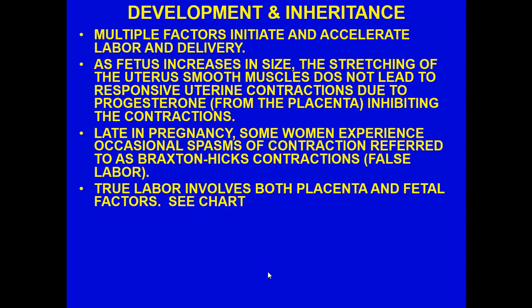But late in pregnancy, some women are going to experience occasional spasms of contractions. These are referred to as Braxton-Hicks contractions. They're referred to as false labor. True labor is going to involve both placental and fetal factors. What do I mean by that?